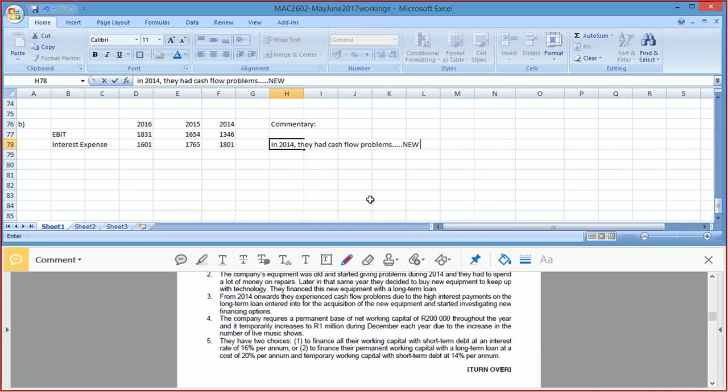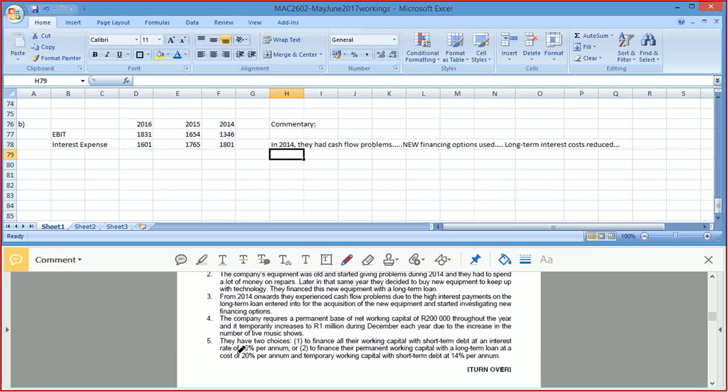So new financing options taken on, or new financing options used. Long-term interest costs reduced. Okay, they must have refinanced it elsewhere, which reduced their cost of long-term finance.